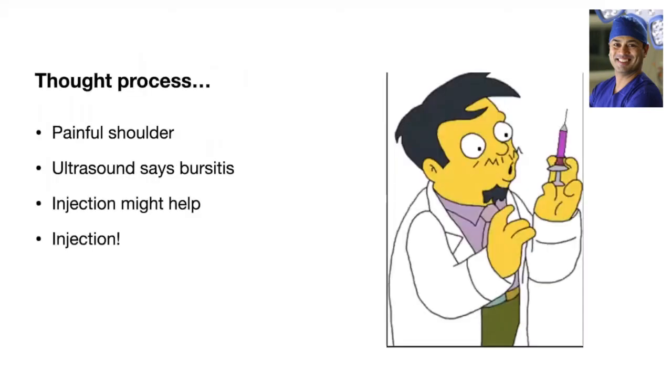So the thought process that goes on, well, this lady's got a painful shoulder. I've sent her for an ultrasound which says there's subacromial bursitis, and that bursitis must be the cause of the pain. They've also suggested an injection might help. So let's do an injection.